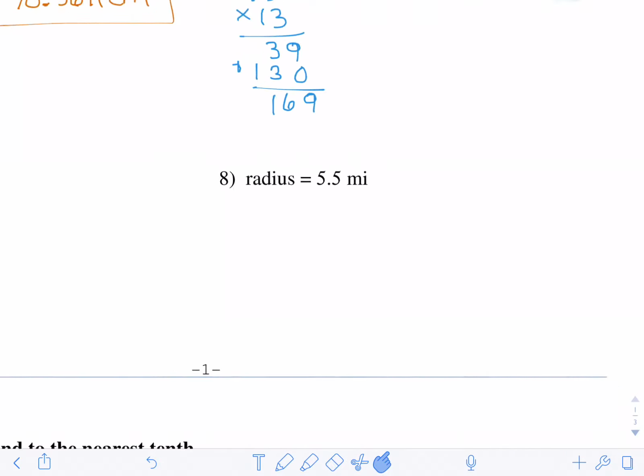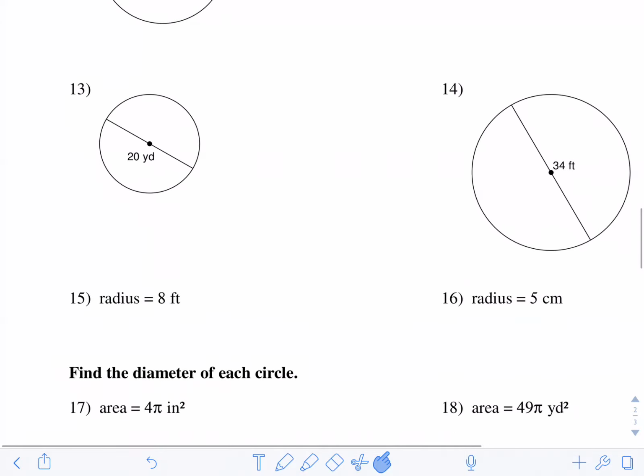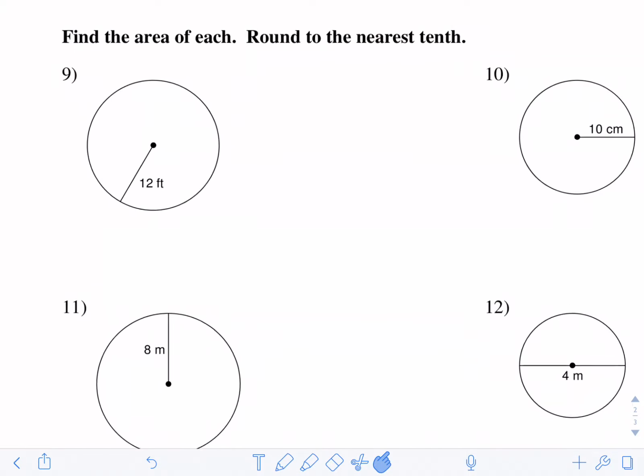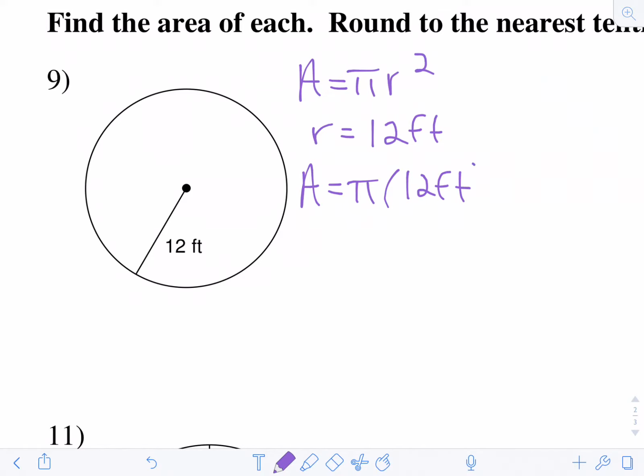I'm going to skip number 8 for right now. We'll do probably about 4 more and then we'll be done. So number 9, we're finding the area. So area is equal to pi r squared. My radius is 12 feet. So area is equal to pi times 12 feet squared. And we just talked about this. 12 squared is 12 times 12 is 144. So I have 144 pi feet squared.